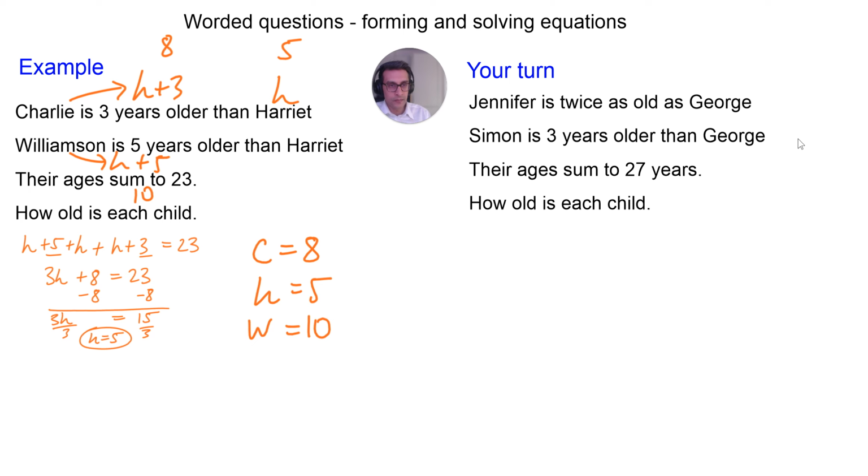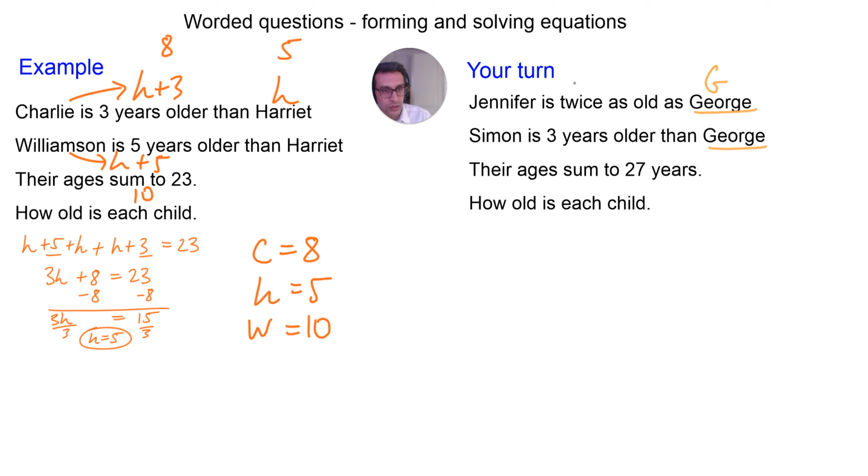So try the same thing on the right hand side. Pause the video, have a go. Okay, pause the video if you need more time. Jennifer is twice as old as George. Simon is 3 years older than George. So George is, because it's common to both statements, we're going to use George as G.